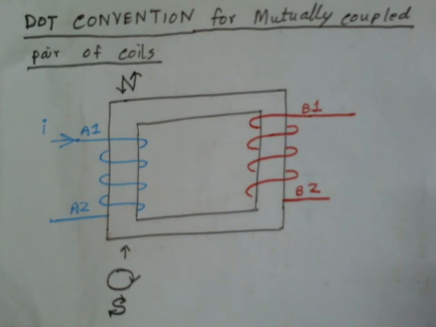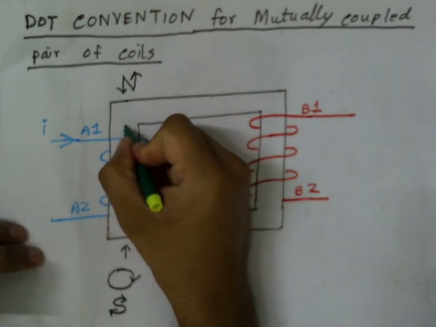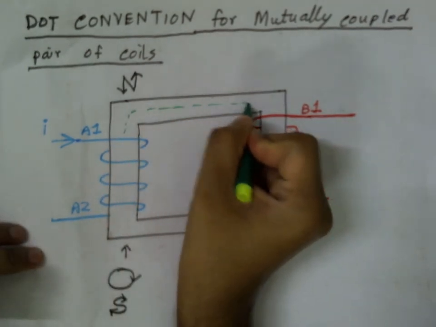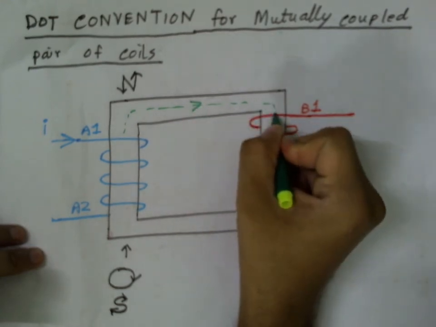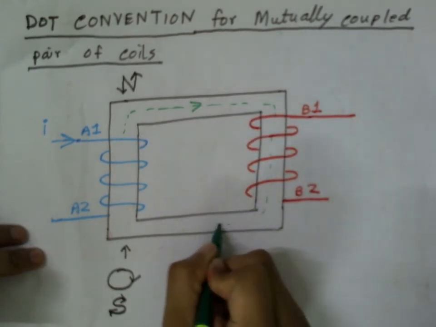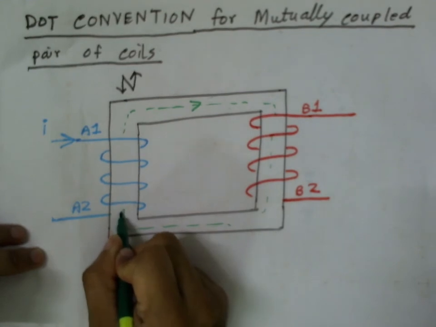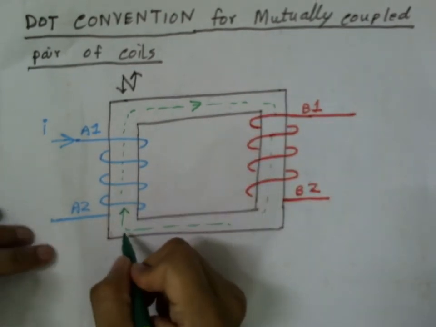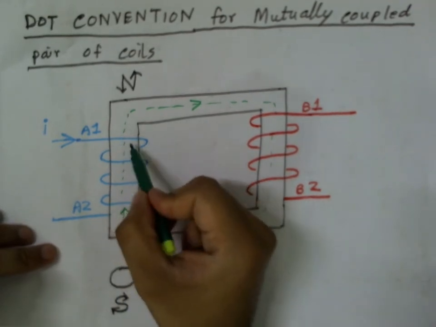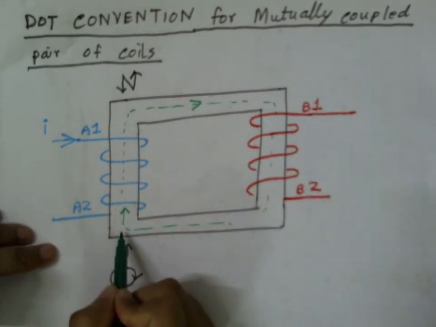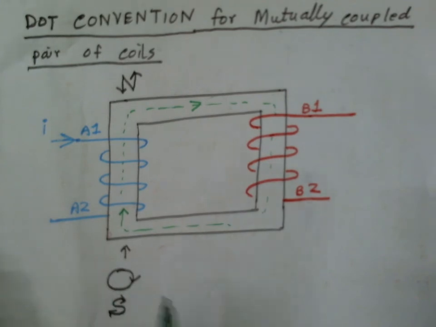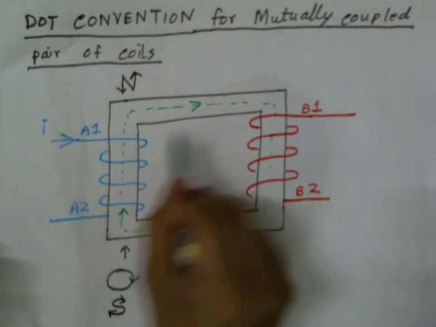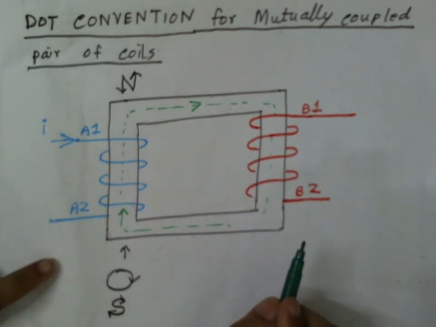That means the flux line comes out from the north pole, goes like this, and then comes back and enters through the south pole. So it comes out through the north pole and goes back through the south pole. This is how the flux lines are.